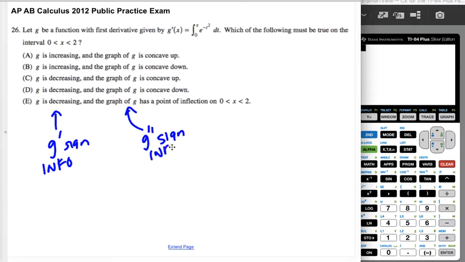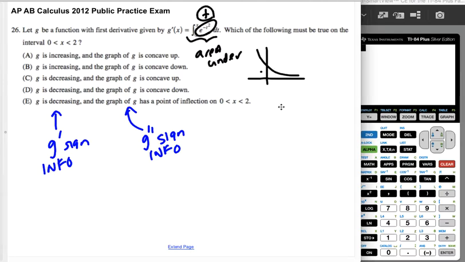So basically, your job is going to be to look at the sign of g prime and the sign of g double prime. Here's what I know: this is the area under a curve that is definitely above zero, because that's how e stuff works. Remember, this is a positive number, meaning that g prime of x from 0 to 2 is definitely positive, because this is a positive area, right?